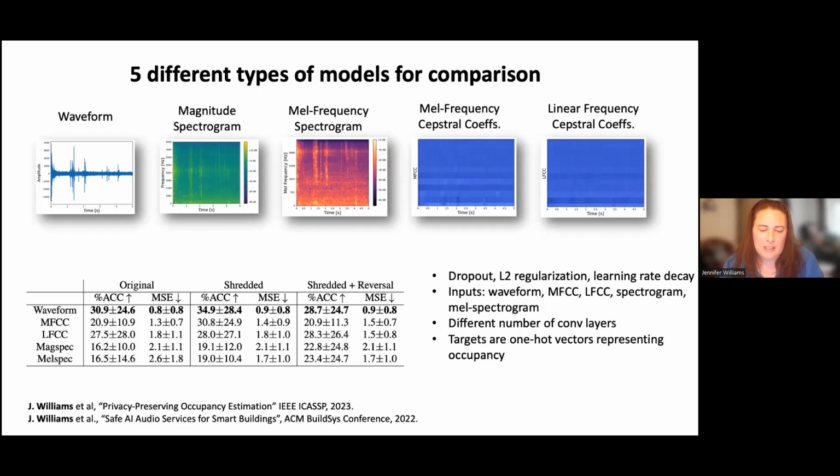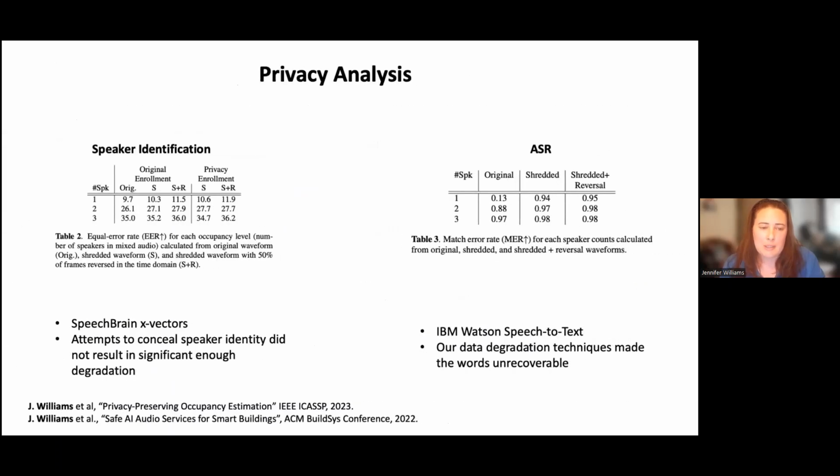good. But the shredding and shredding plus reversal is important because, again, we're trying to perform this prediction task of counting the number of people while also not being able to identify them individually or capture their content. But this type of problem doesn't have a standard way to measure that type of privacy. So what we did is perform 2 adversarial tasks, speaker identification and automatic speech recognition.